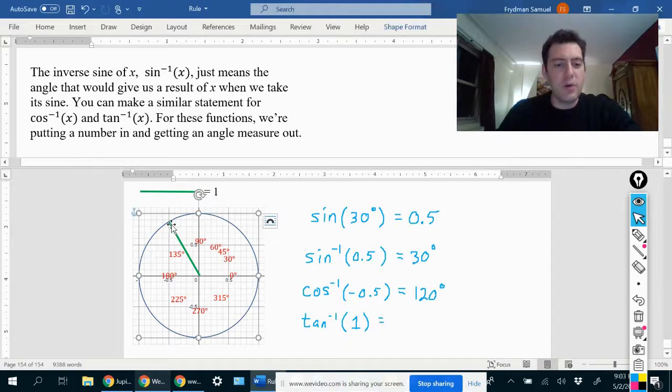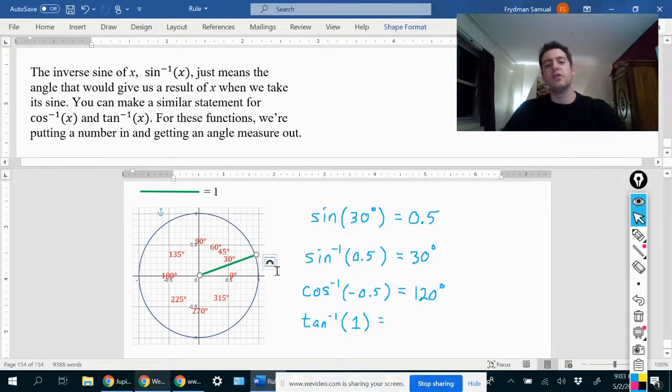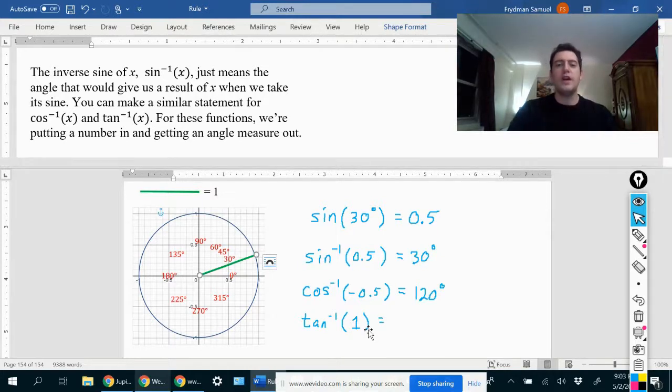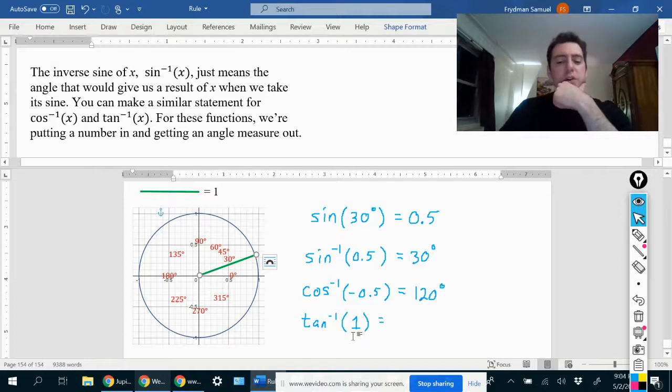Now, how are we going to find that? It's not as simple as finding just the y value or the x value, like for the inverse sine and inverse cosine. Because for tangent, remember, to find the normal tangent of an angle, we have to divide the y-coordinate by the x-coordinate. So we have to take both of them into account for this. So how are we going to do that?